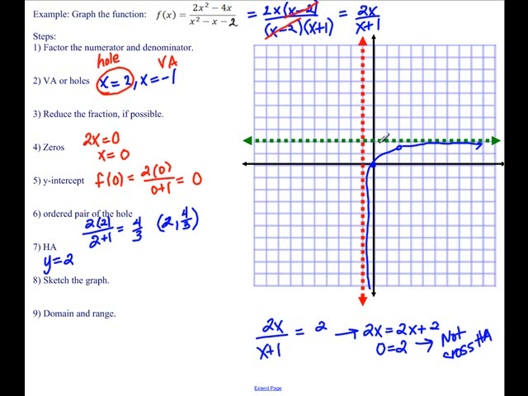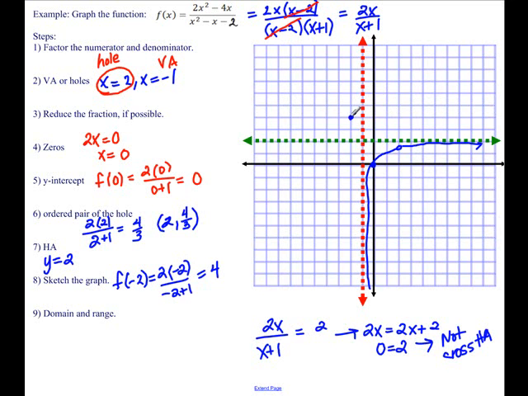So now we need to figure out what's happening on the other side of the vertical asymptote. So let's plug in something to the left of negative 1. So let's plug in negative 2. If we find f of negative 2, we would have 2 times negative 2 over negative 2 plus 1, which is negative 4 over negative 1, which will be a positive 4. So at negative 2, we have a y value of 4.